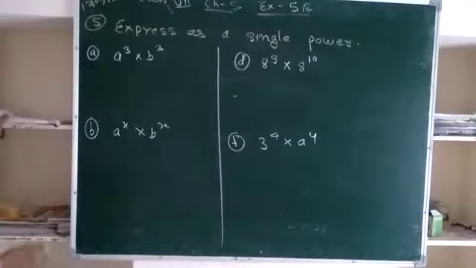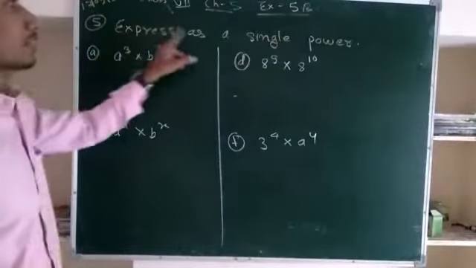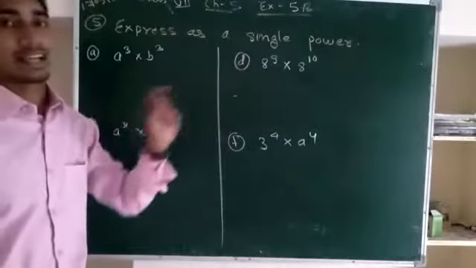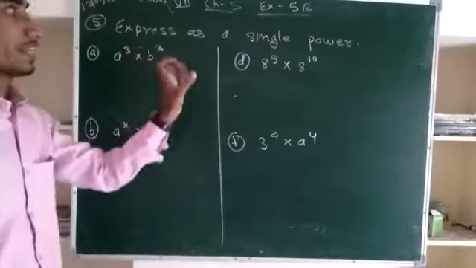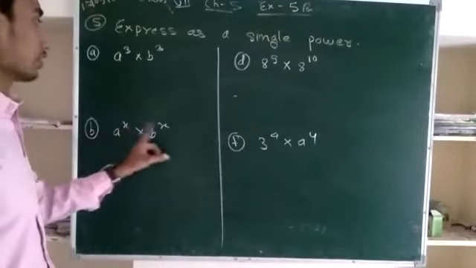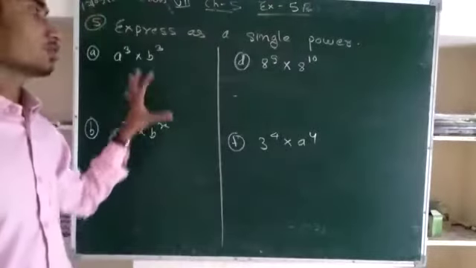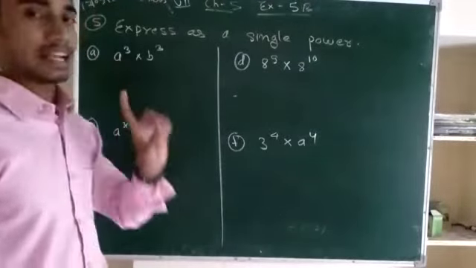Now students, look at question number 5. Express as a single power. You have to express these expressions as a single power. आपको power एक ही लेनी. Here you can see 2 powers are given. Here is 2 power. Here is 2 power. So you have to represent all these questions as a single power.